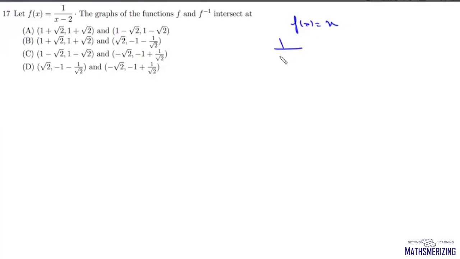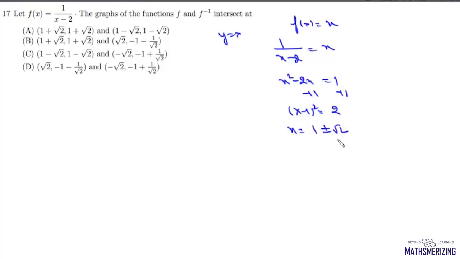So what we'll do is we'll simply put 1 upon x minus 2 equals x, and it'll be x square minus 2x equals 1. We'll add 1 both sides. So it'll be x minus 1 square equals 2. So x equals 1 plus minus root 2. And since we are talking about y equals x line, x and y will be same. So it'll be (1 plus root 2, 1 plus root 2), and (1 minus root 2, 1 minus root 2). And that's your option A.